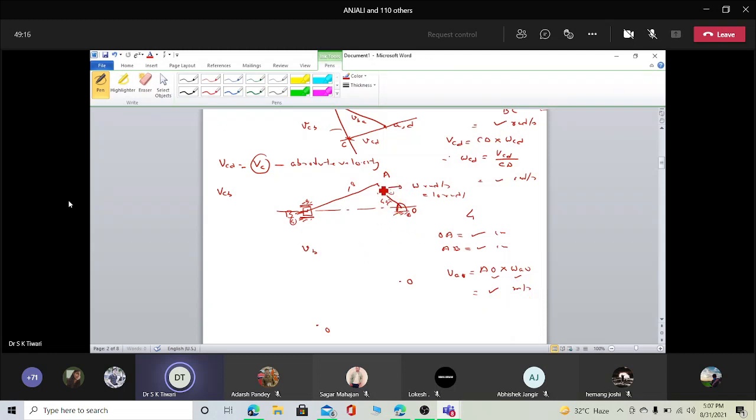So what I will do, I will set my drafter parallel to this, the other arm will be perpendicular. इसके परपेंडिकुलर मैंने यहां से एक वेक्टर बना दिया. This will represent the point A. Okay, and this will give me the velocity of A with respect to O, or simply the velocity of point A, or the absolute velocity of point A.